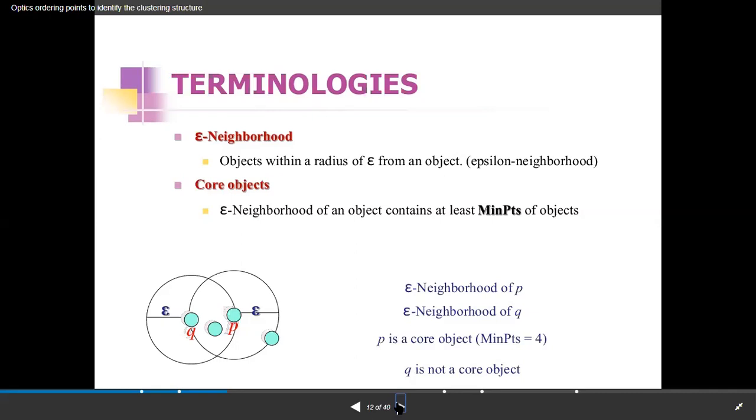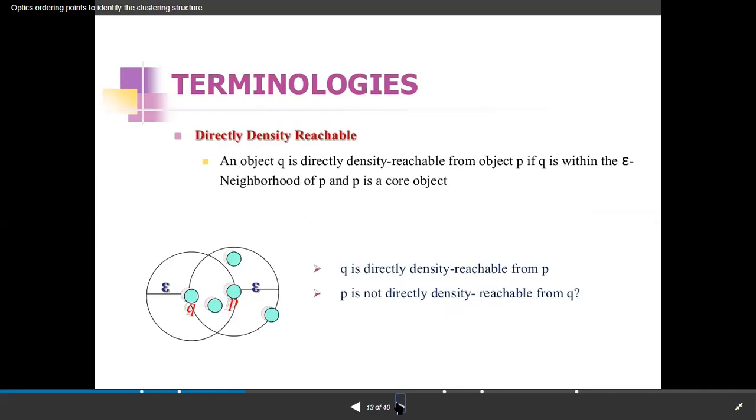While on the other hand, Q is just having 3 points inside the circle, so it is not the core point. So P is the core point, but Q is not a core point. And the second term that is used, the directly density reachable. An object Q is directly density reachable from P if Q is within the epsilon neighborhood of P and Q is a core object. So simply, we can define it as the point that lies in the epsilon radius of any core points are said to be directly density reachable to that core point.